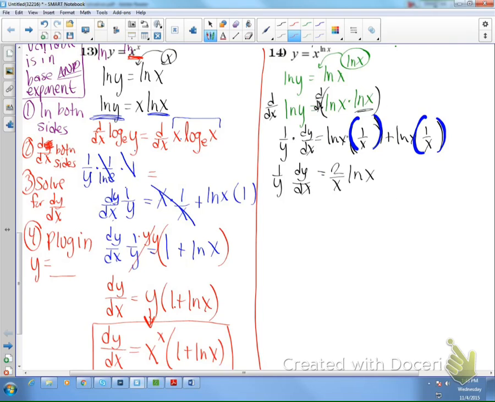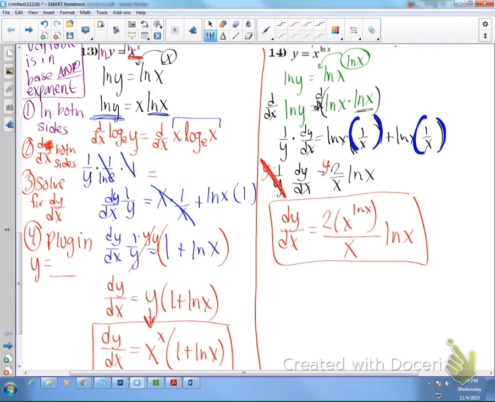And how do you now solve for dy/dx? Times by y. However, don't leave y in your answer. dy/dx equals. Y was originally x to the natural log x. I'm going to put it in my fraction. There's a 2 in the numerator also. There's an x in the denominator. Natural log x. Wow, that's rough. Okay.